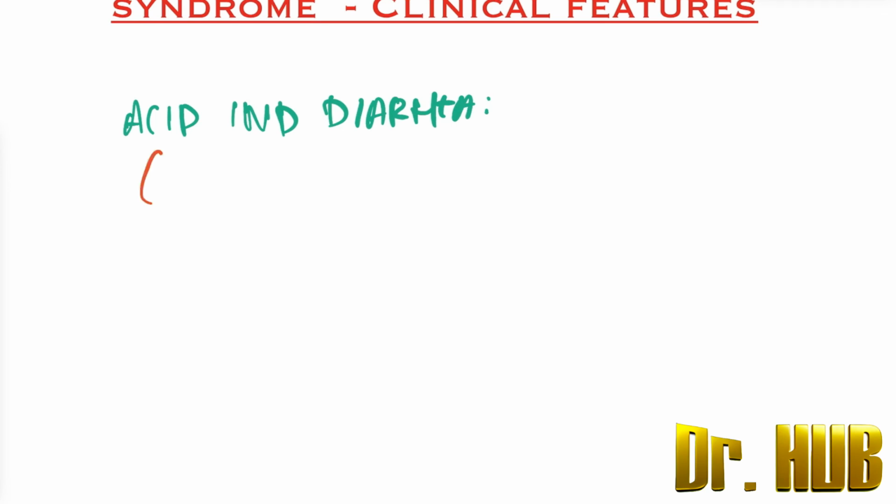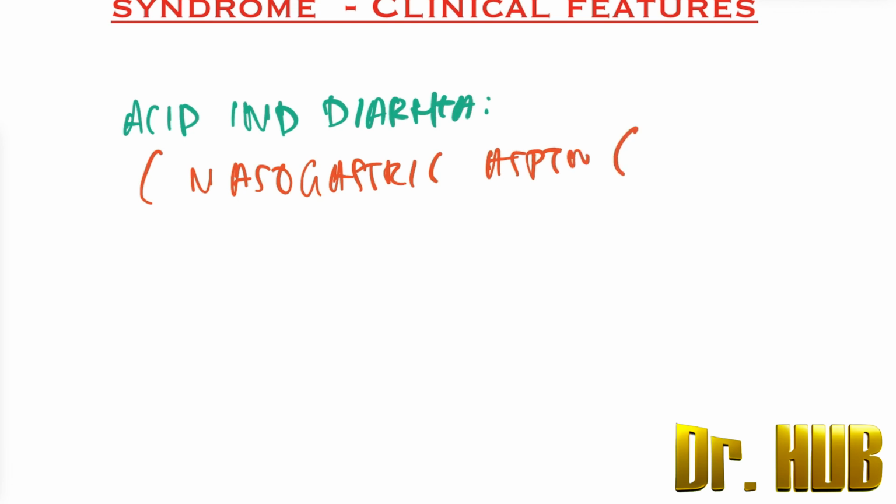Another unique characteristic of the acid-induced diarrhea is that it is controlled by the nasogastric aspiration of the gastric secretions.